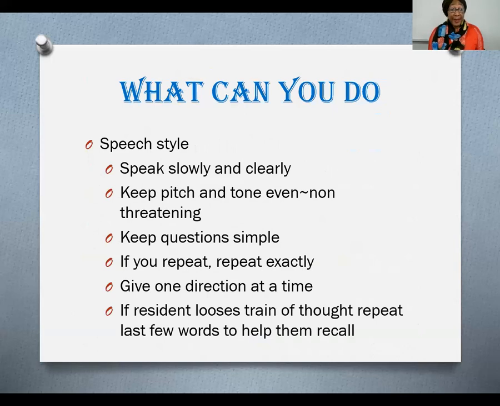Your speech style, like I was talking about: speak slowly and clearly. Don't use big words and medical terms. Keep pitch and tone even. Don't be threatening. Always use an even tone. Keep questions simple, and repeat them exactly. Don't ask the question in different ways. Just ask the same question, like, would you like to go to the bathroom?